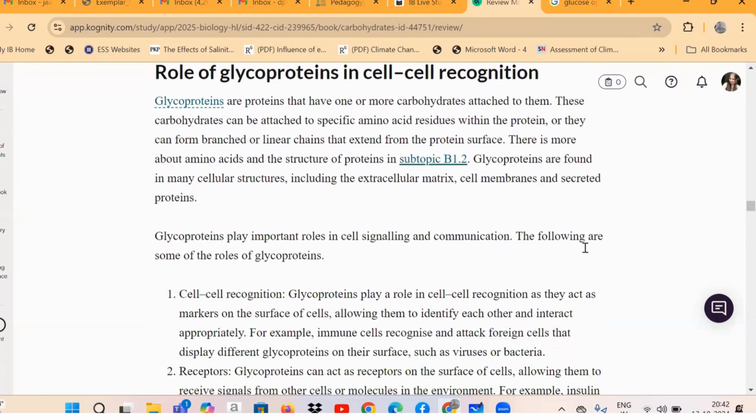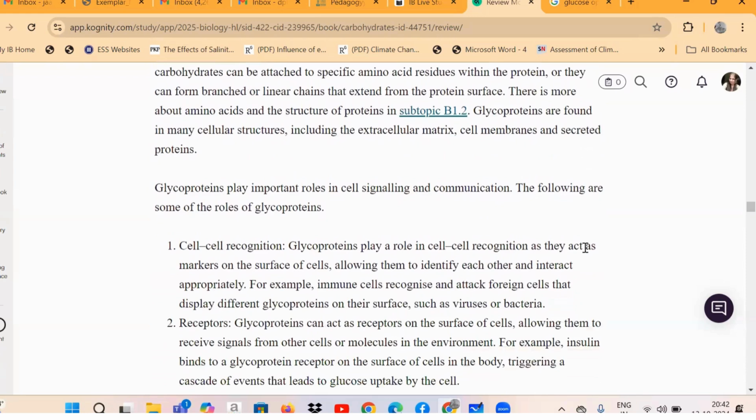Next is glycoproteins. So what are glycoproteins? Glycoproteins are carbohydrate chains that are attached to certain proteins that are embedded in the phospholipid bilayer. Correct. So they are either branched or linear chains, and they attach themselves to either an amino acid or a protein structure, and they are present in many cellular structures. So glycoproteins play an important role in cell signaling and communication.